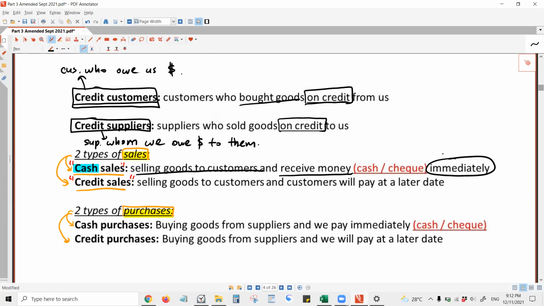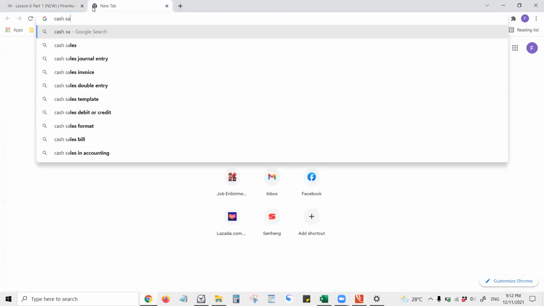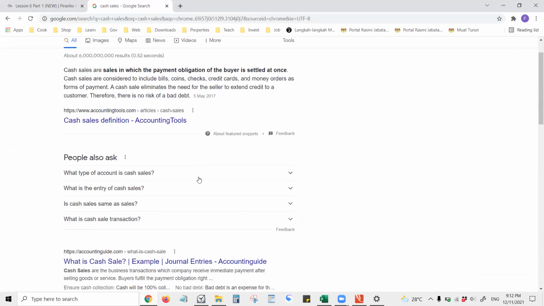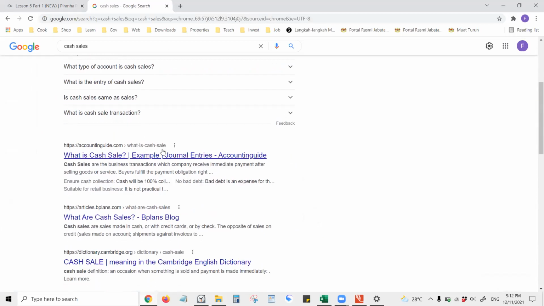That is cash sales. Okay, and you can receive the money in the form of either cash or check. That's the true meaning of cash sales. I show you online the exact meaning of cash sales. Let me find a sentence that makes it easy to understand. See this. What is cash sales?